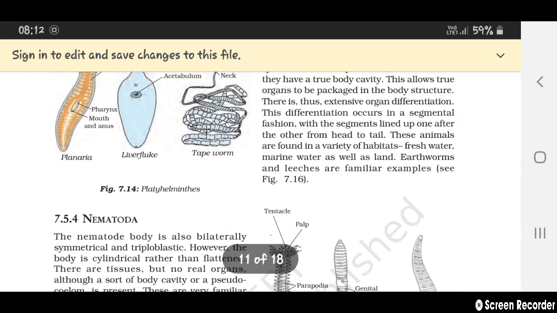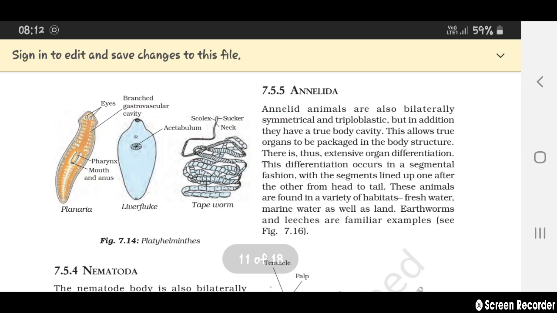Next is Annelida. Annelida animals are also bilaterally symmetrical and triploblastic, but in addition they have a true body cavity. They also have true organs packaged in the body structure, and thus there is extensive organ differentiation.